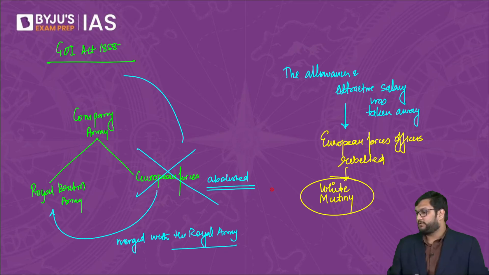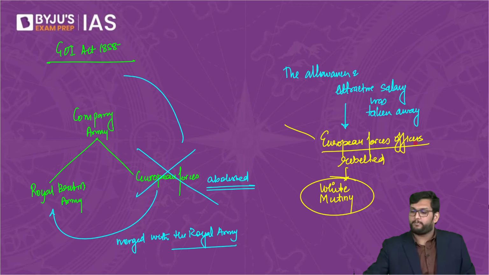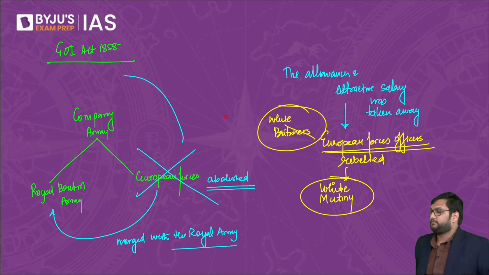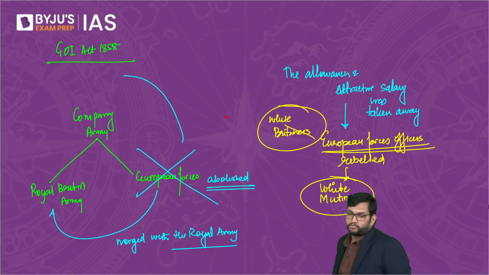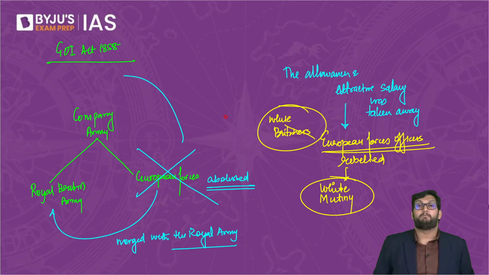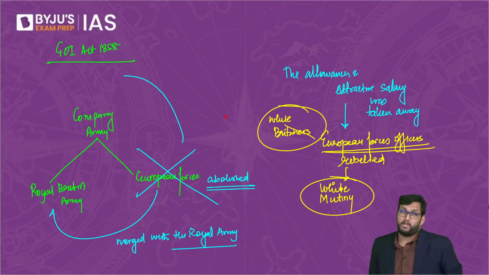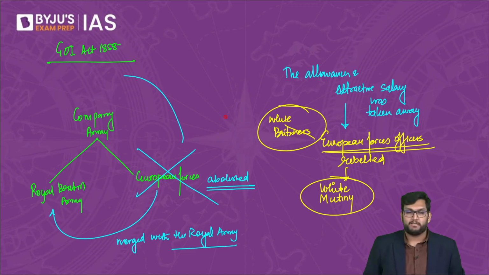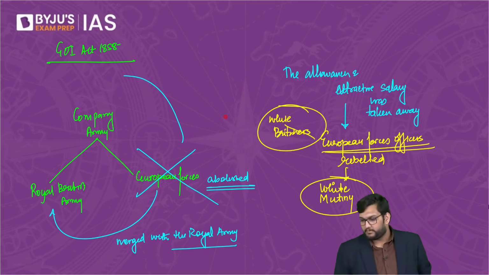White mutiny. It's literally a white mutiny, because the European forces officers, who are white Britishers, will rebel. White mutiny is literally when the European forces, who are the major chunk in the army, got a lot of attractive pay. Once they get merged with the Royal British Army, they rebel.